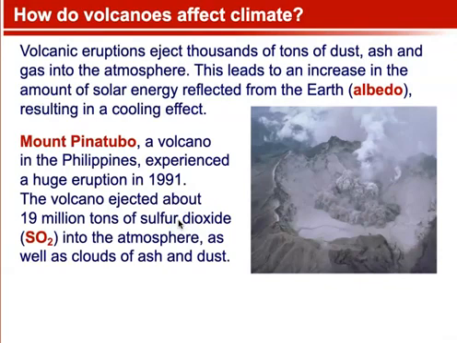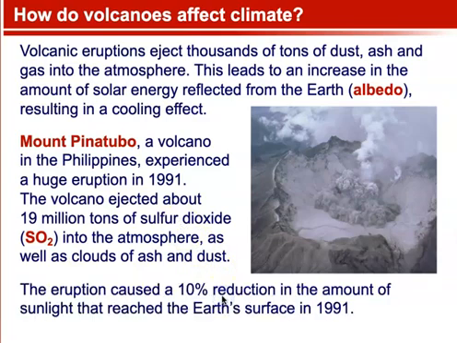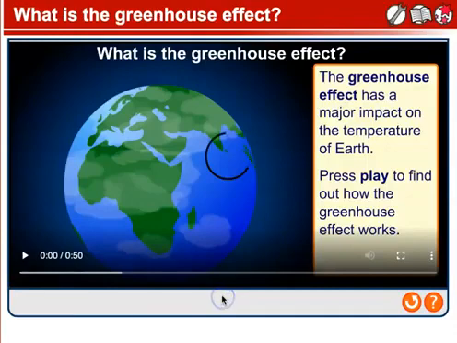Mount Pinatubo was a volcano that erupted in 1991 in the Philippines. It ejected a very large cloud of sulfur dioxide and other gases, along with large amounts of dust. The eruption caused a 10% reduction in the amount of sunlight that reached the Earth's surface in 1991.